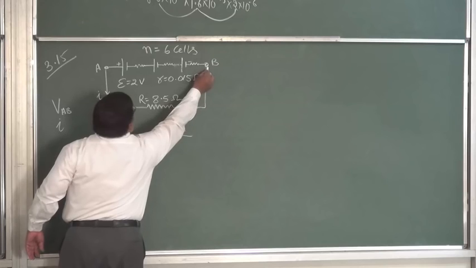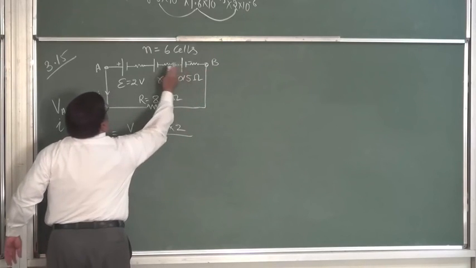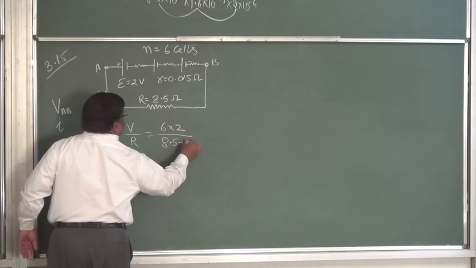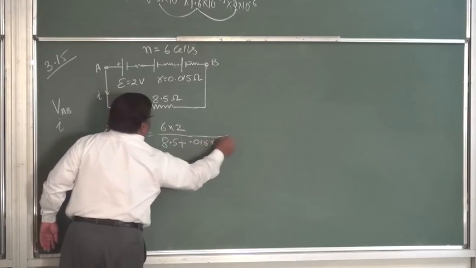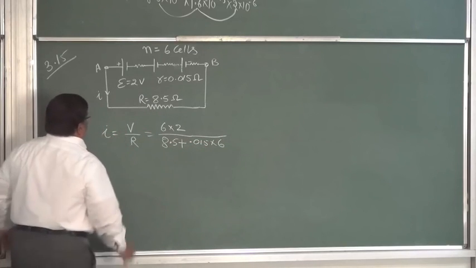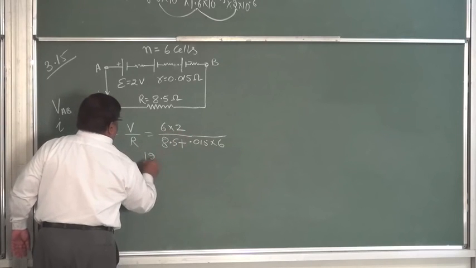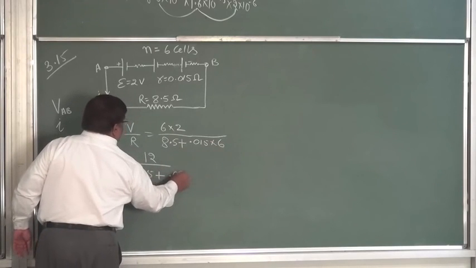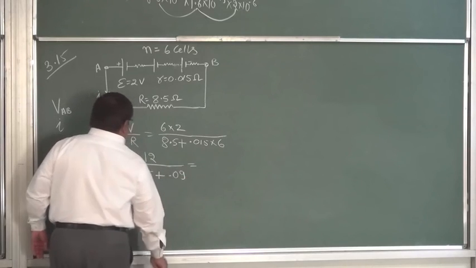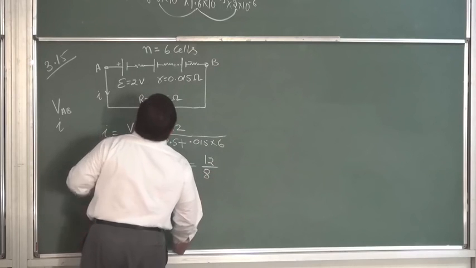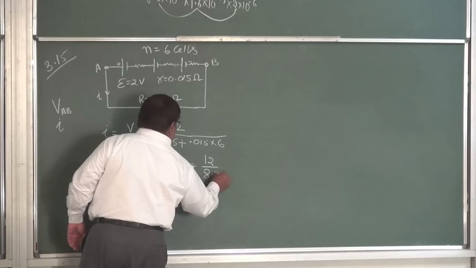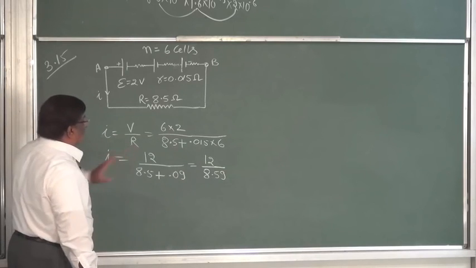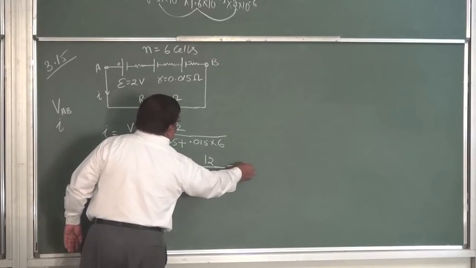This is 8.5. Then 0.015 into 1, 2, 3, 4, 5, 6. So the total resistance is 8.5 plus 0.015 into 6. This is the total resistance and this gives us current. Can we solve it? This is 12 upon 8.5 plus 0.09. So this comes to 12 upon 8.59. This is the value of I. Now this is the one answer we got. We will get the value in decimals.